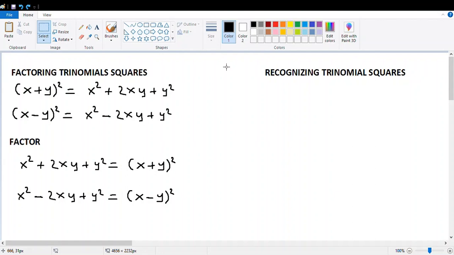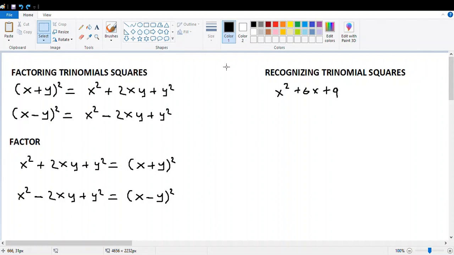The first thing that I'm going to explain, guys, is how we can recognize if a trinomial is a trinomial square. Let me explain it with this example: x squared plus 6x plus 9. To know if this trinomial is a trinomial square or not, the process is very, very simple.